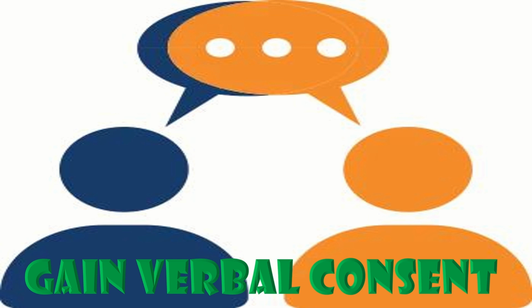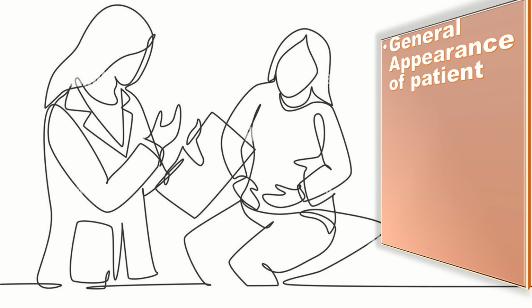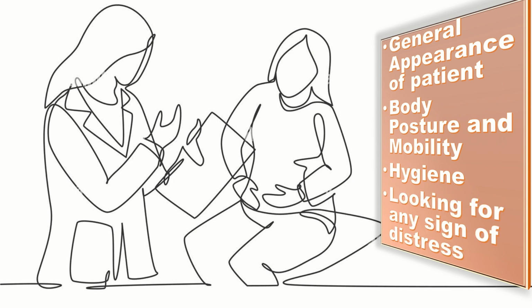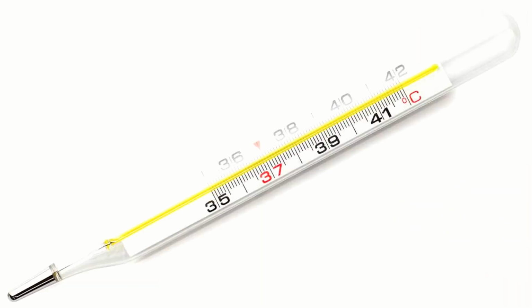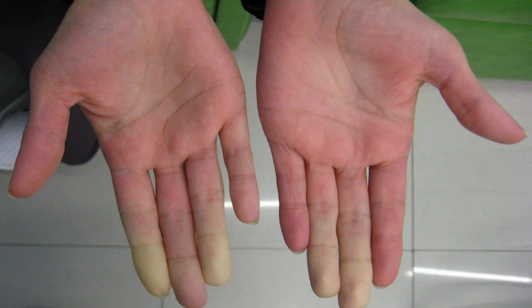Gain verbal consent. Start examination by looking at the general appearance of the patient, body posture and mobility, hygiene, and also look for any sign of distress. Give thermometer to the patient to put it under her armpit. Examine the hands for pallor.